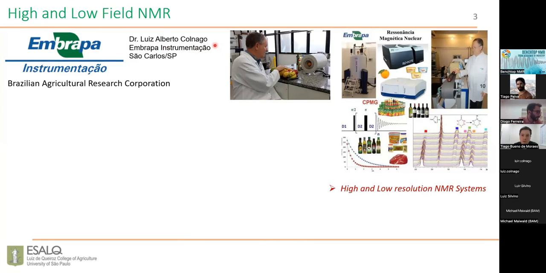Luis Alberto Colnago, who was my advisor during my doctorate, and he's a researcher at the Brazilian Agricultural Research Corporation, known as Embrapa, whose group for decades has been developing high and low field methods for agricultural applications, like for food quality, meat analysis, fruits, oil seeds, general materials like polymers, using different NMR equipments, different spectroscopy methods, and so on. Also, the next talk today will be with him.